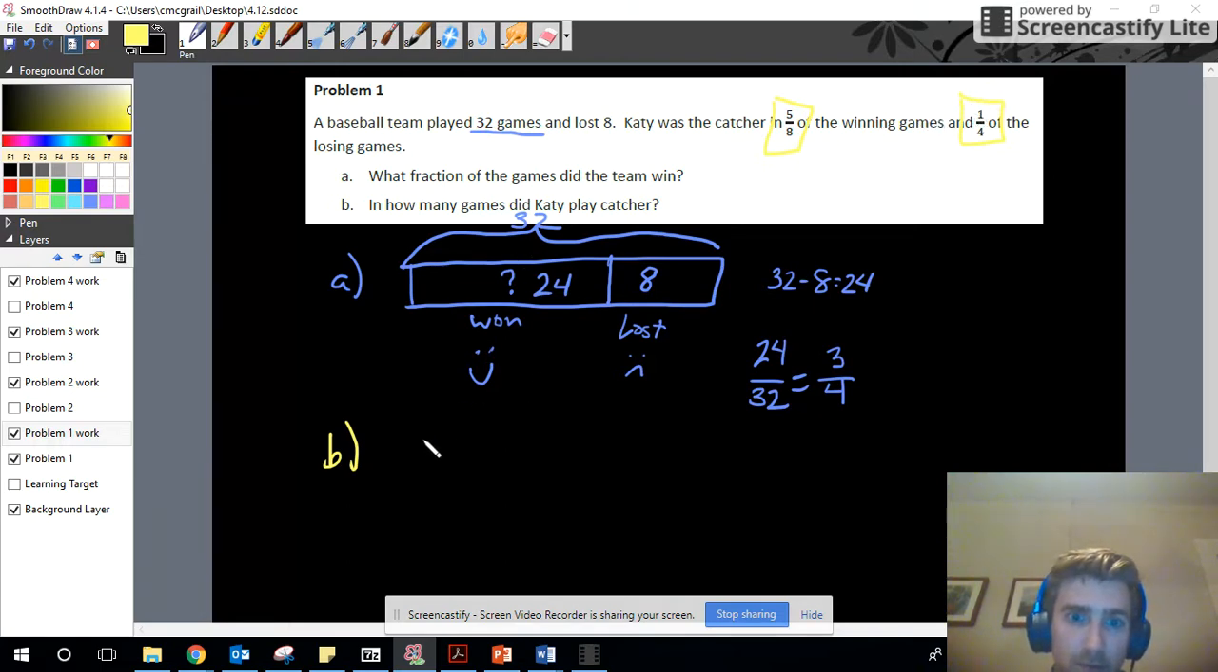So first off, to find out the number of games she played in where they won, I need to find out what 5/8 of 32 is. So I'm just going to do 5/8 of, which is times 32. Now, I don't really want to multiply 5 by 32, and then divide that by 8. So I'm going to simplify from the denominator. I want to turn this 8 into a 1, so I will divide both the numerator and denominator by 8. 8 divided by 8 is 1. 32 divided by 8 is 4. So 5 times 4 equals 20. So those are the games that she played in where they won.